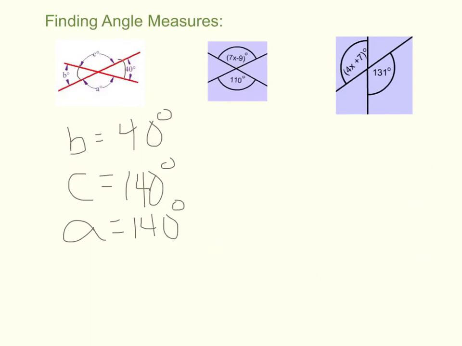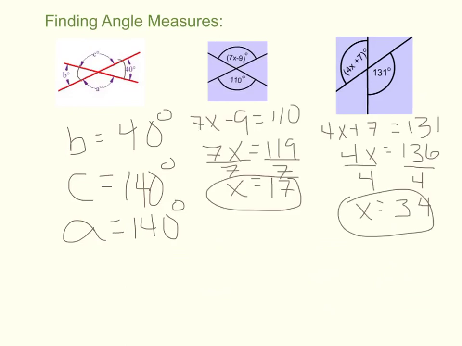Please take a moment to pause this video and record the example in your notes and try the next two on your own. Looking at the next two examples, we're given an expression and another angle with the degrees in it. Both of these angles are vertical of each other, which means they're congruent. So we can use the information we know about vertical angles to write an equation and solve for x.